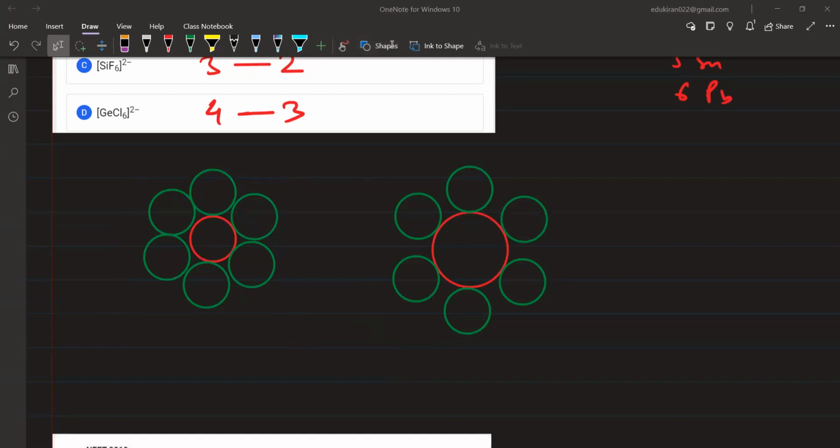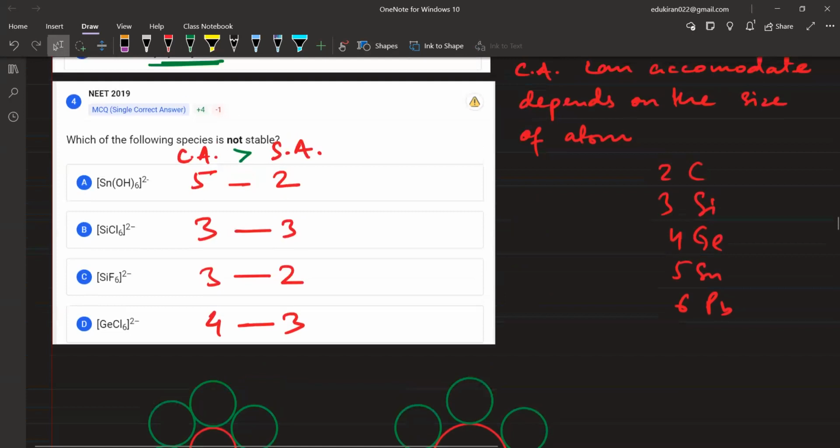ठीक है, that is why this will be unstable. ये देखिए कितना repulsion होगा इन दोनों के बीच में. This will be unstable and this will be stable. अब बताइए which is the correct option? Which of the following is not stable?